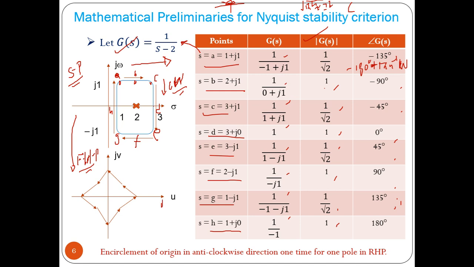So this is your angle 0 degree, this is your minus 90 degree, this is your minus 180 degree. Angle means, if we go in the clockwise direction, the angle is minus. If we go in the anti-clockwise direction, the angle is plus. That is the point that you have to remember.